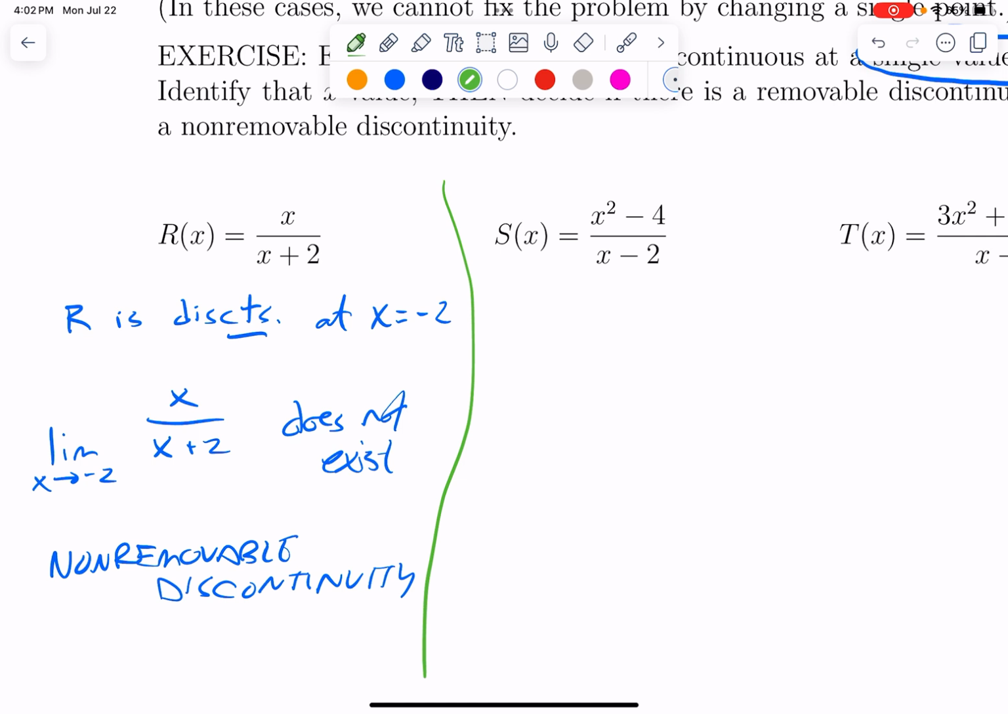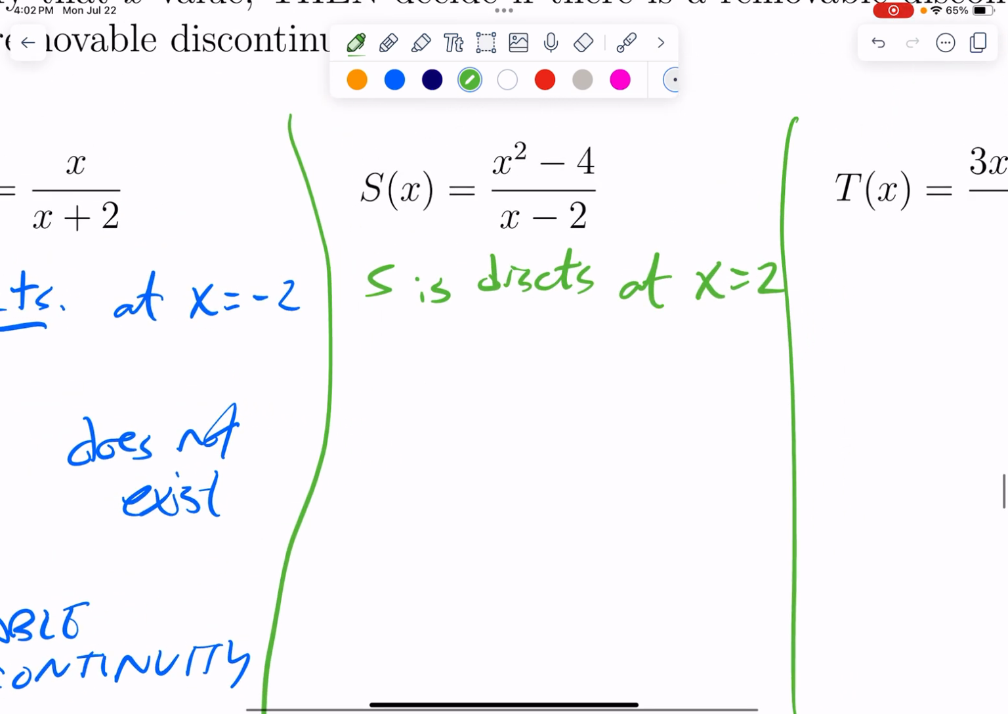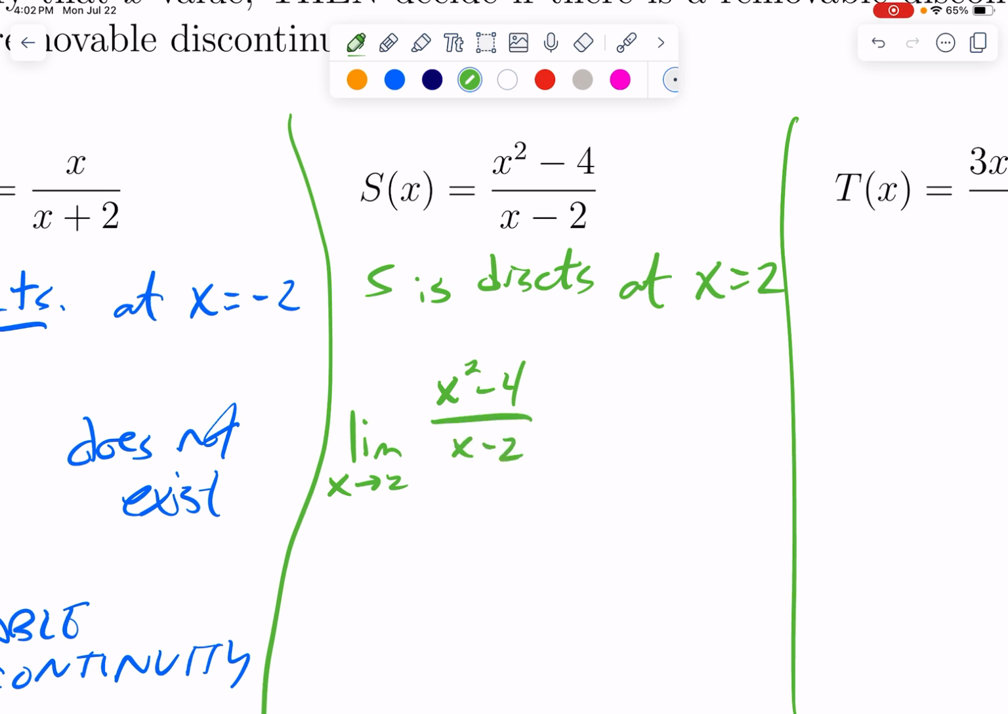Okay, how about for this example? S is discontinuous where it's undefined, so that would be at x equals, in this case, +2. So now, is there a limit at that discontinuity? And here we might notice this is a 0 over 0 example, and maybe we can do some algebra.